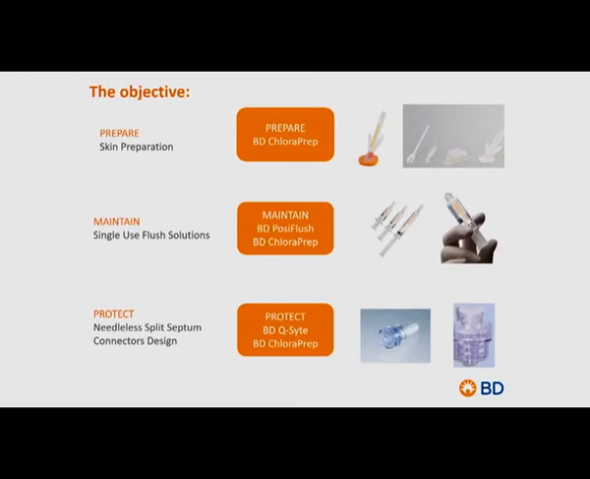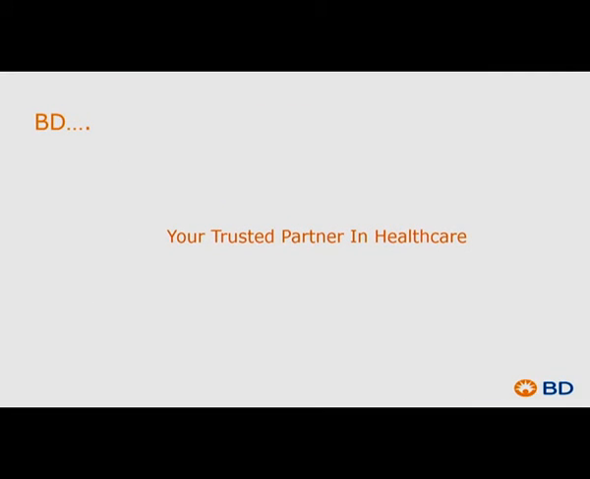Now, having said all of that, it's also very important to mention that CDC and JCI strictly advise that irrespective of what the standardized procedures are, continuous education, monitoring, and training are very important for the success of any bundle that is put into place. And we are here today, as BD, committed to continue to be your trusted partner in healthcare, in the sense that we make this commitment, this promise today, we have made it in the past, and we continue to make it in the future.